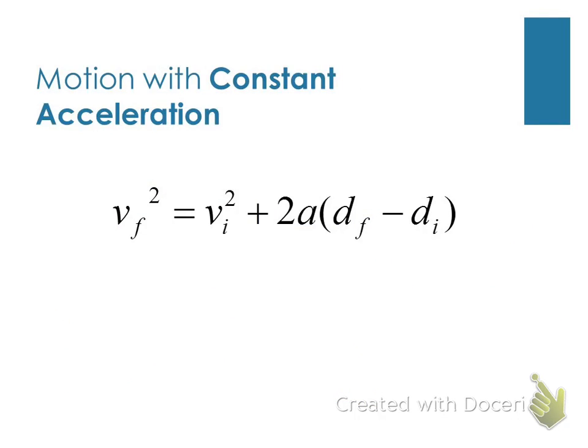Okay, so this is our final kinematics equation. Vf squared equals Vi squared plus 2a delta d. Remember, anything that's final minus initial is essentially the same as having a delta, or change in. You can write it however you feel more comfortable with.